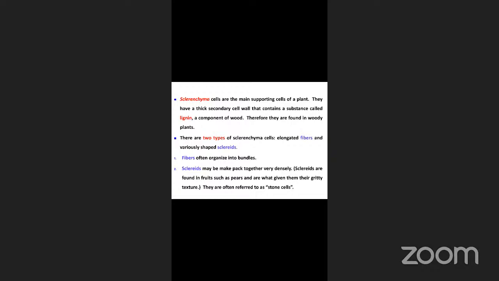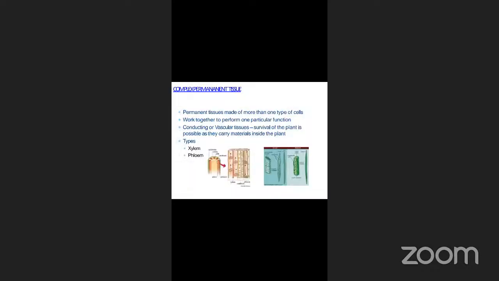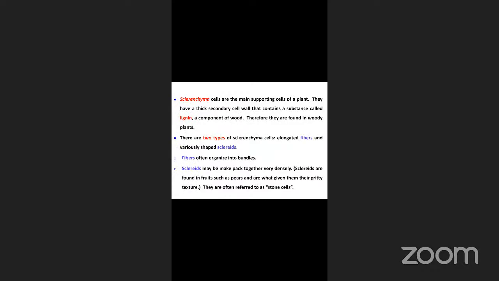Sclerenchyma tissue is completely filled with lignin, so it is a lignified tissue, commonly observed in hardwood plants as a component of wood. This is the sclerenchyma tissue formation.